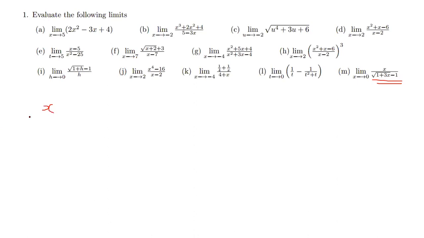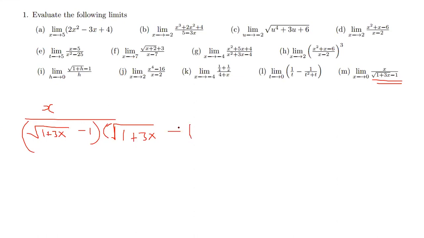It's going to be x over the root of 1 plus 3x, then minus 1. We find now the conjugate of this. So the conjugate of that is going to be the root of 1 plus 3x. We just change the sign there. So it's going to be a plus in this case. And then from there, we also do the same on top. So it's going to be the root of 1 plus 3x, then plus 1.